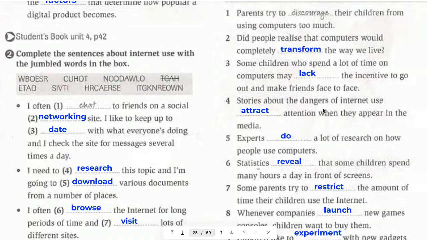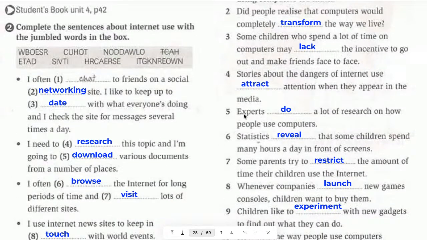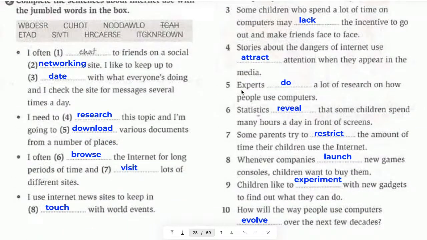Now number 4. Thùy. Stories about the dangers of internet usage attract attention when they appear in media. Yeah, stories about the dangers of internet use attract attention when they appear in the media. Yeah, I don't see any new words here. Now let's move on to number 5. Yes, experts. Okay, experts do a lot of research on how people use computers. 6.